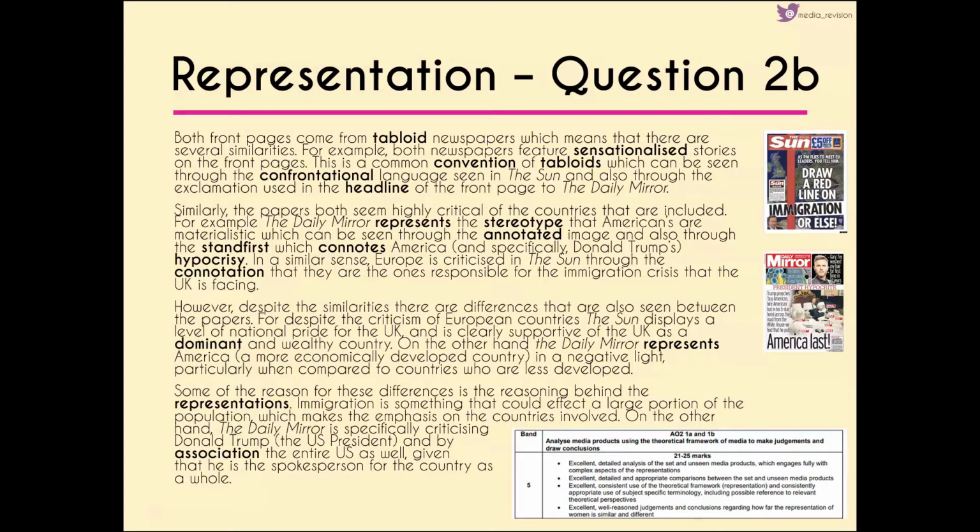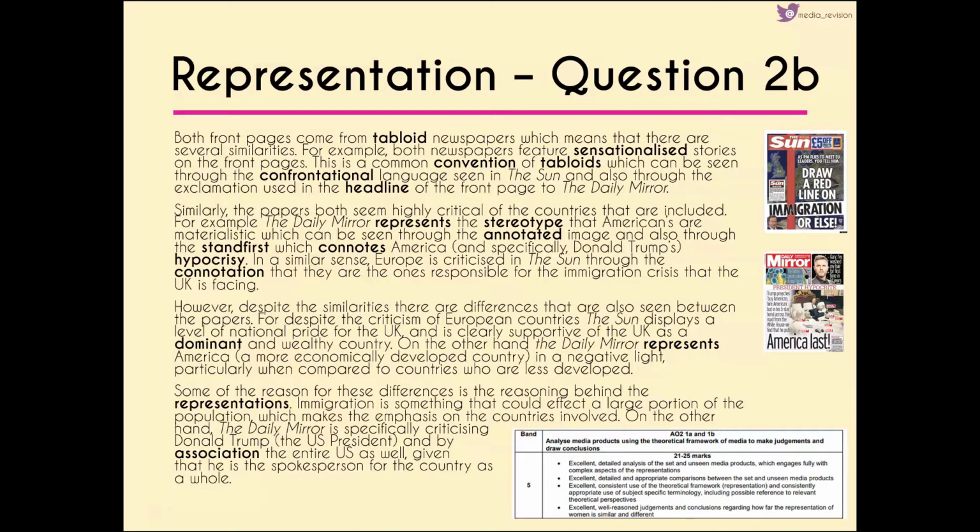However, despite the similarities, there are differences that are also seen between the papers. For example, the criticism of European countries in The Sun displays a level of national pride for the UK and is clearly supportive of the UK as a dominant and wealthy country. On the other hand, the Daily Mirror represents America, a more economically developed country, in a negative light, particularly when compared to countries who are less developed.